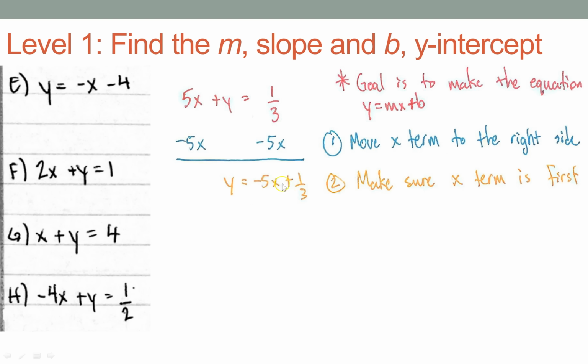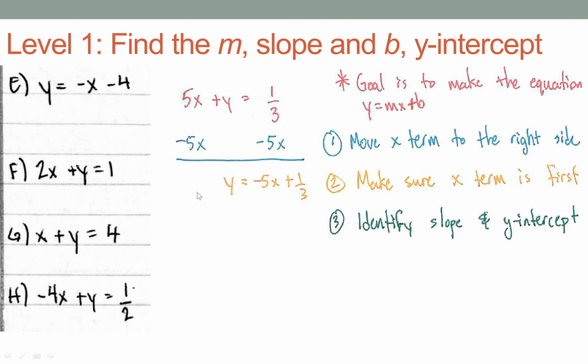Why does it look like this? I subtracted here, and there's a common mistake alert: a lot of people actually just say, okay, I'm going to do 1/3 minus 5. But notice that this 1/3 is a constant term. It does not have a variable x next to it. Therefore, I cannot combine the 1/3 and the -5x. So what I do is I just put them in an order. It's a positive 1/3, so it's plus 1/3. And I want the -5x to be in front because remember, the goal is to have it be y equals mx plus b. So the x term must be first.